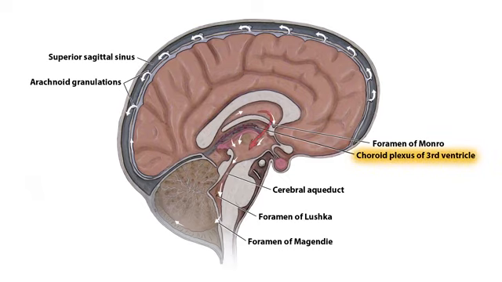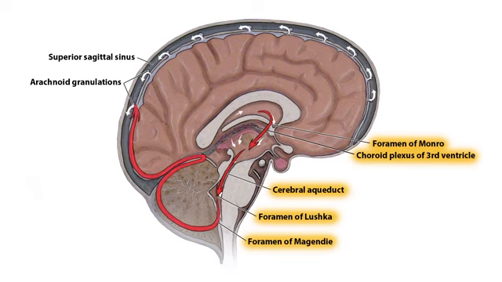Now, from the lateral ventricle, the CSF flows into the third ventricle by way of the foramen of Monro. And from the third ventricle, it flows through the cerebral aqueduct into the fourth ventricle. And then from the fourth ventricle, it enters the subarachnoid space by way of the foramen of Luschka and the foramen of Magendie.